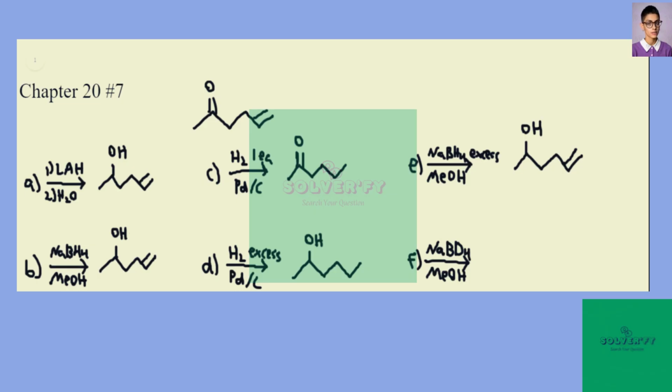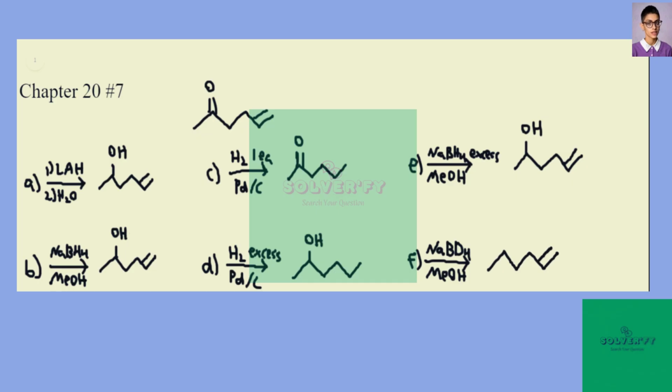And then lastly, for F, we're using sodium borodeuteride. This has 4 deuteriums instead of the 4 hydrogens on the boron in sodium borohydride. So it is going to do the same thing that sodium borohydride would do. We'll get reduction of our ketone to an alcohol.